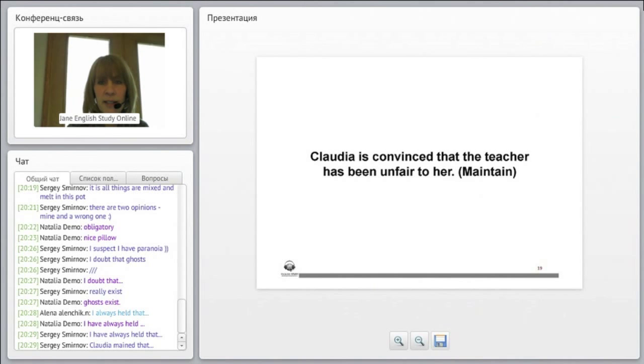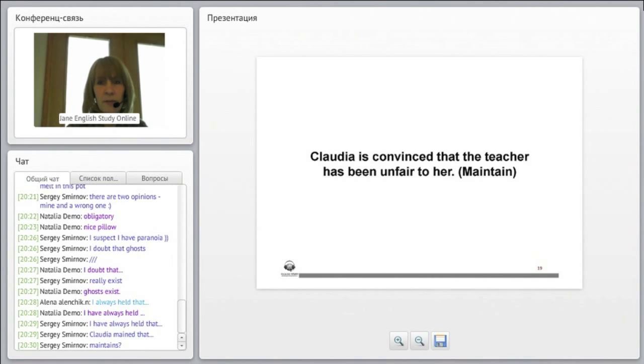Notice the tense. So Claudia is convinced. It's a passive tense, but it's in present tense. So notice that. Keep it in present tense using maintain. Okay, so Claudia maintains. Sergey, what about the rest of you?